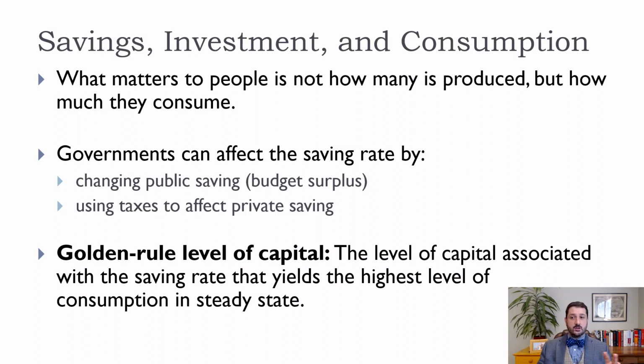Governments can also affect the savings rate. They can change public savings. They can use taxes to affect private savings, so they might have tax benefits to increase savings. One of the benefits of a value-added tax might be that it taxes consumption, and so it provides incentives to increase savings. Government can also invest on their own.